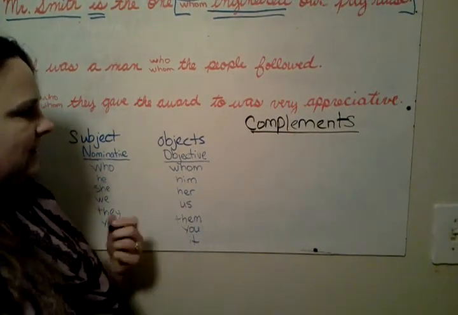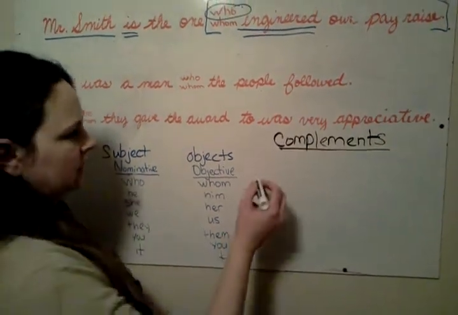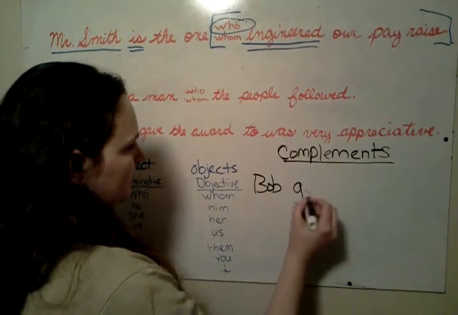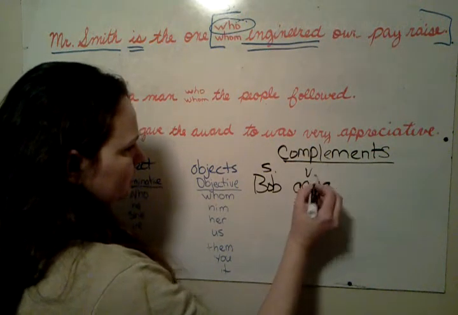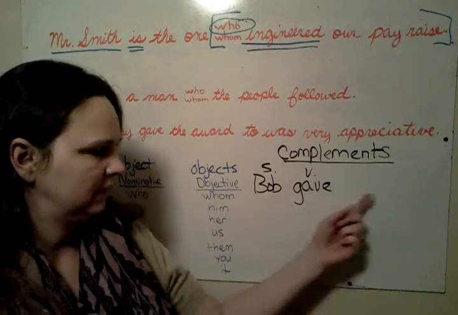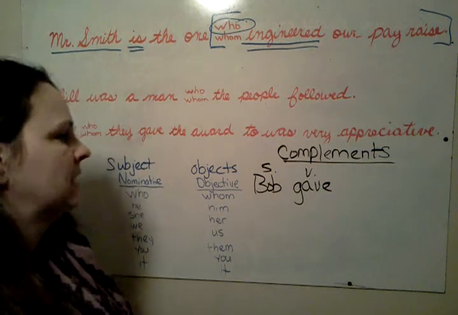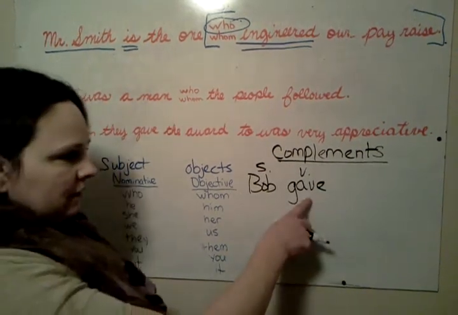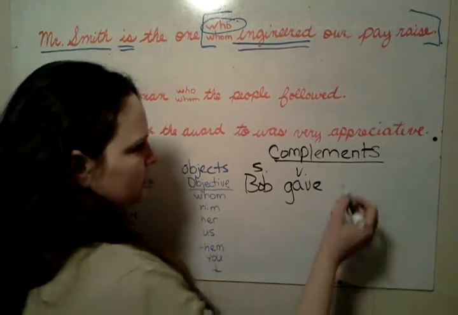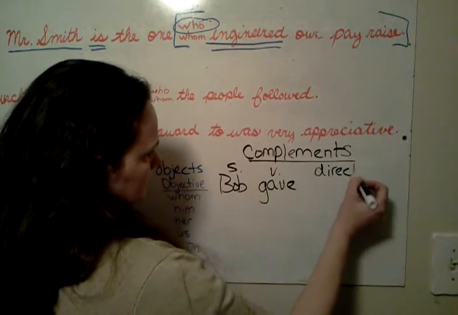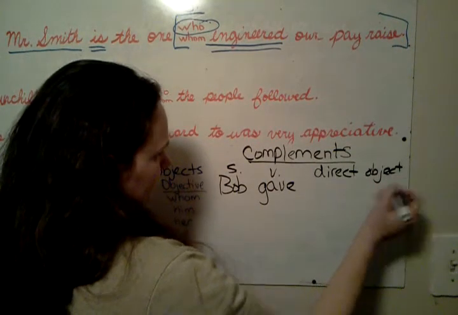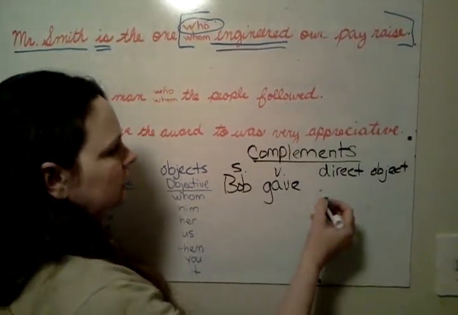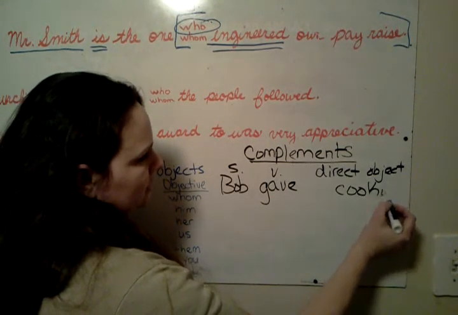Complements, you have a subject and a verb, and then you ask whom or what. For example, Bob, I like to use Bob in my sample sentences. Bob gave. Bob is a subject, gave is a verb. And anytime you say subject, verb, and then ask the question whom or what, you have a complement. There are two kinds of complements. There's one for an action verb, and there's another kind for a linking verb. This is an action verb. The kind for an action verb is called a direct object. So if I said Bob gave what, and I picked a what, Bob gave Mary a cookie, cookie would be my direct object, because that's what Bob gave.